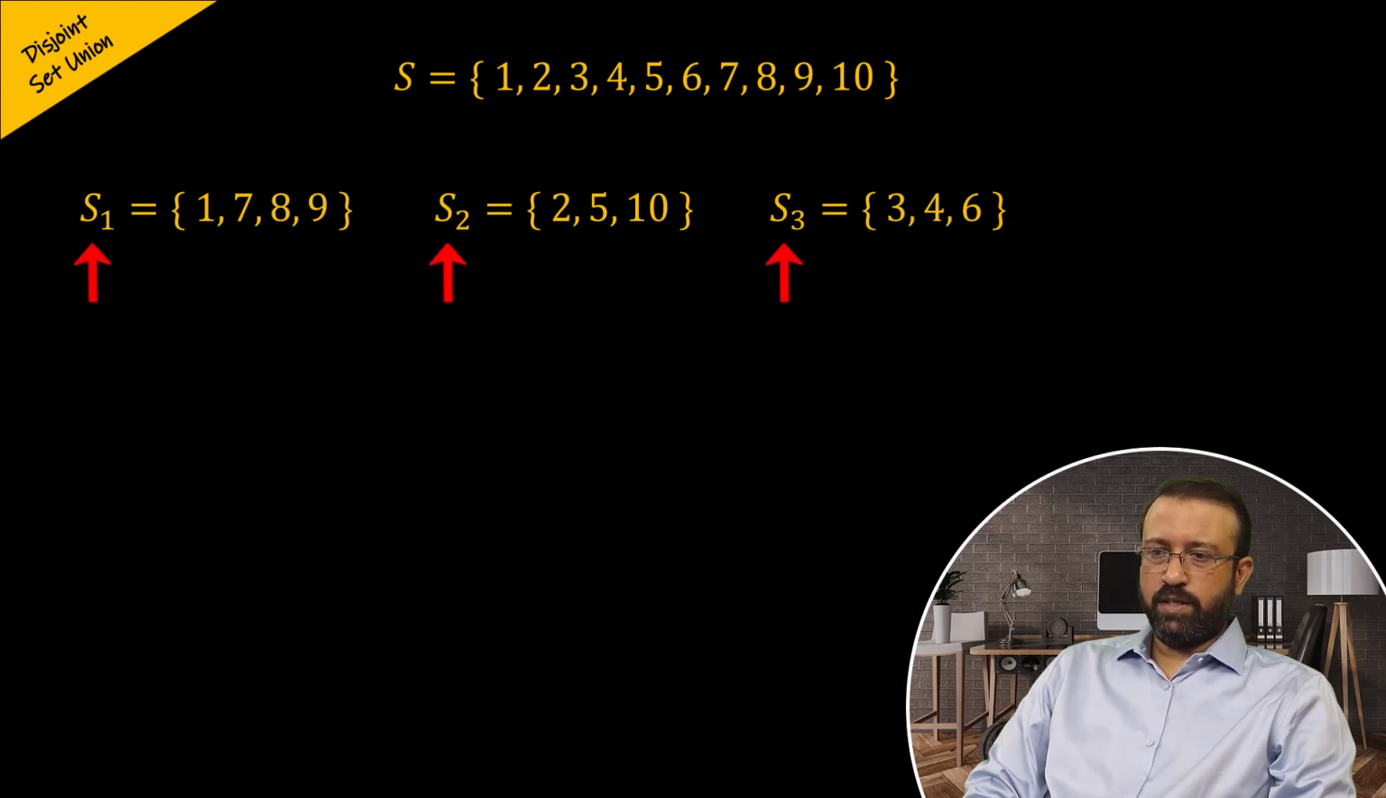These sets S1, S2, and S3 are called disjoint sets because none of these sets have a common element. What this means is that disjoint sets will not have repeated elements. So, if you observe, the element 7 is present in disjoint set S1 and is not there in disjoint set S2 or S3. In the same way, element 5 is only present in disjoint set S2 and is not there in S1 or S3. So, if you look at any element of set S, it is present only in one of the disjoint sets.